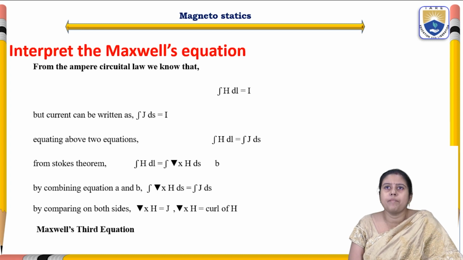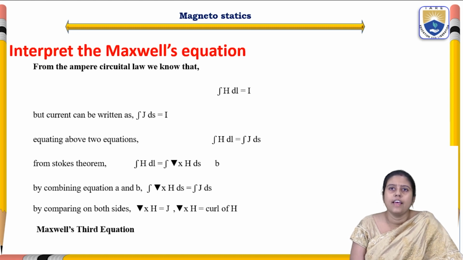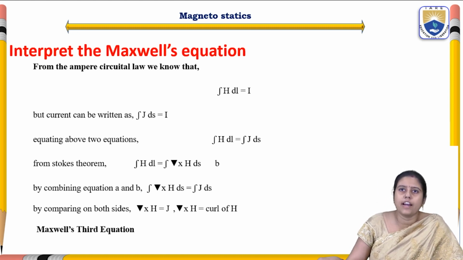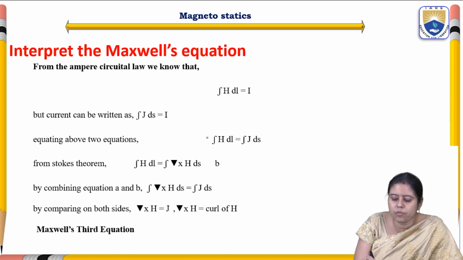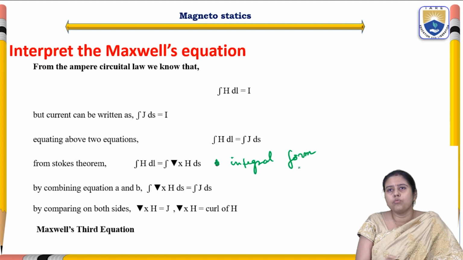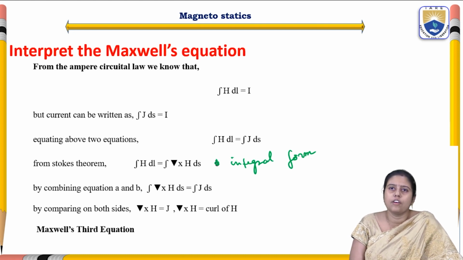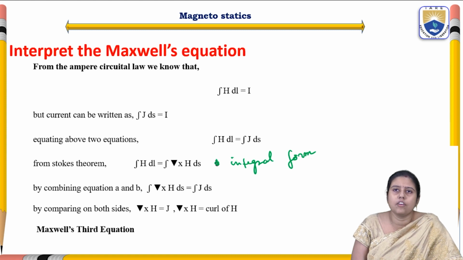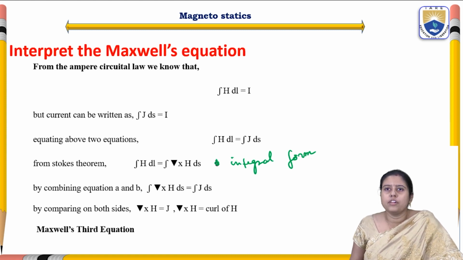Next is to interpret Maxwell's third equation. From Ampere circuital law, we got closed integral of H dot dl is equal to I, and if J is the current density, then integration of J ds is equal to I. So H dl is equal to J ds. We can also write H dl is equal to grad cross H ds. If we equate the two sides, we get grad cross H is equal to J, and this is Maxwell's third equation.